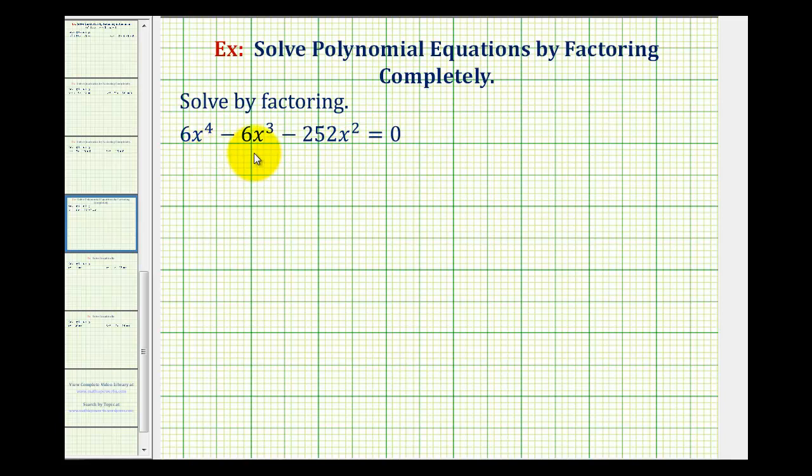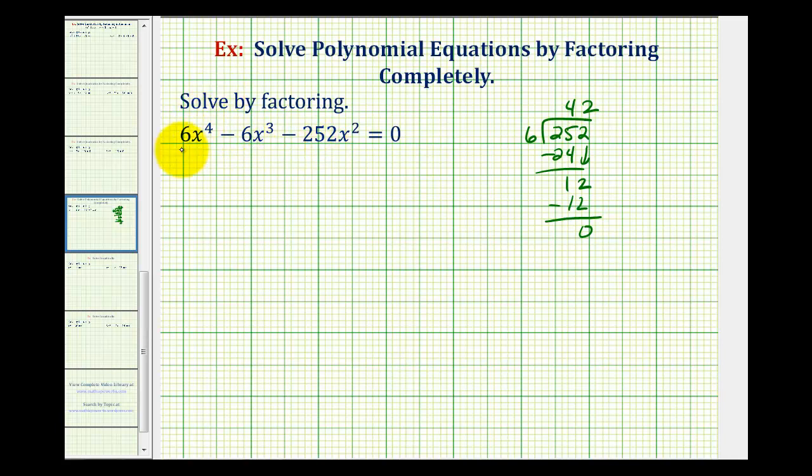Notice that each of these terms contains two factors of x, and it would also be nice if 6 was a common factor of these three terms. It's obviously a factor of the first two terms. Let's see if 6 divides evenly into 252. Well, there are 4 6's in 25. 4 times 6 is 24. And there are 2 6's in 12. So 6 does divide evenly into 252. So the greatest common factor is going to be 6x squared.